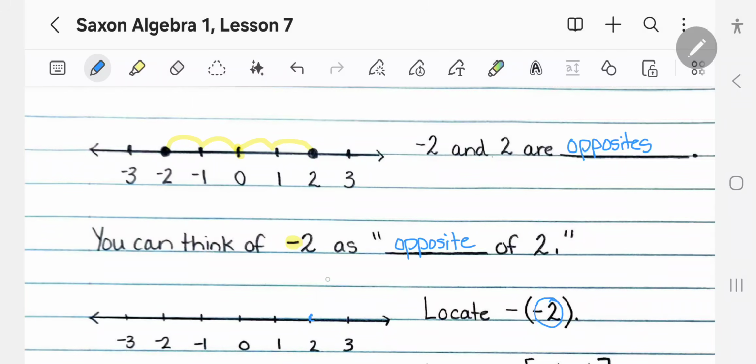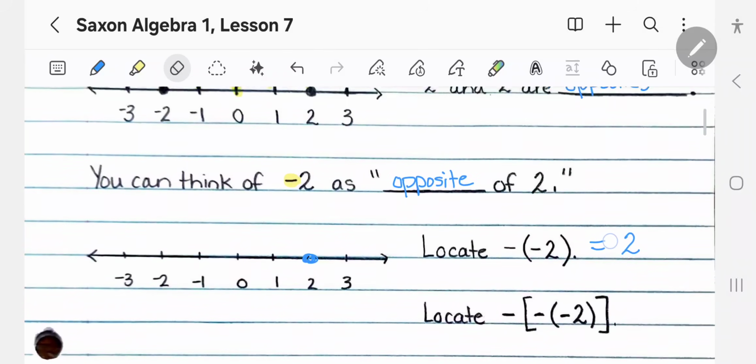Here's 2, and its opposite would be over here. So the opposite of 2 would just be -2. That's one way to think about it. Well, now let's take the opposite of that. Well, the opposite of that would be back over here. So the opposite of the opposite of 2 is equal to +2.